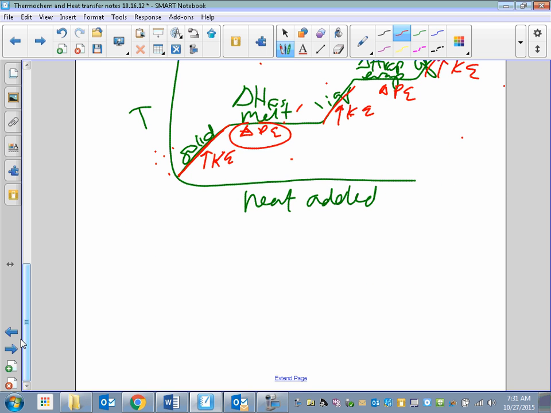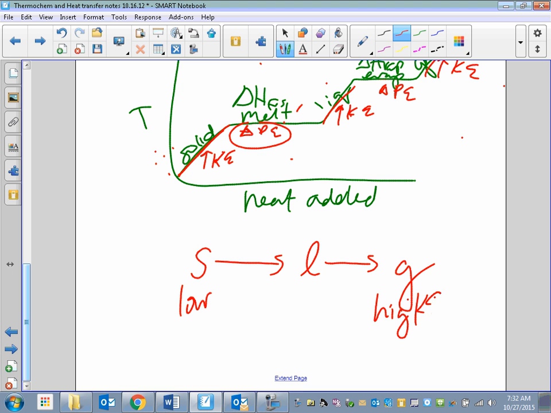As you go from solid to liquid to gas, what's happening to kinetic energy? Not in terms of phase changes, but the relative amounts of kinetic energy for each of these. This is low kinetic energy and this is high kinetic energy. As a whole process, would this be an endothermic change or an exothermic change as you went from solid to gas? Why endo? I'm going to say energy is coming into the system, not heat specifically.